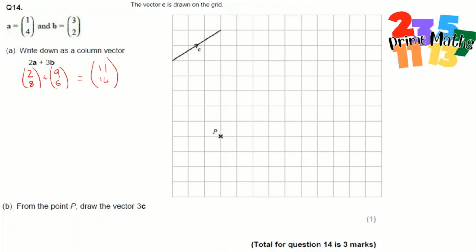Part B, we've got the vector c drawn, and it wants us to draw the vector 3c. This needs to go in the same direction, but be 3 times longer. This one goes across 3 and up 2, so we're going to need to go across 9, 1, 2, 3, 4, 5, 6, 7, 8, 9, and up 6, 1, 2, 3, 4, 5, 6. So we're going to connect these up and make sure that our arrow is going the same way.